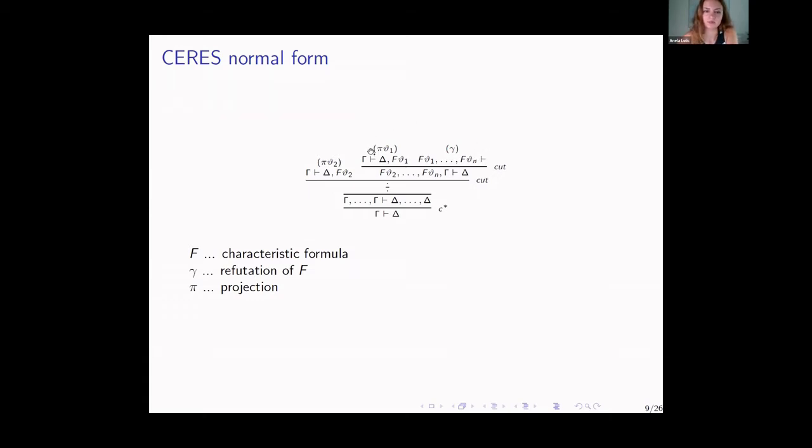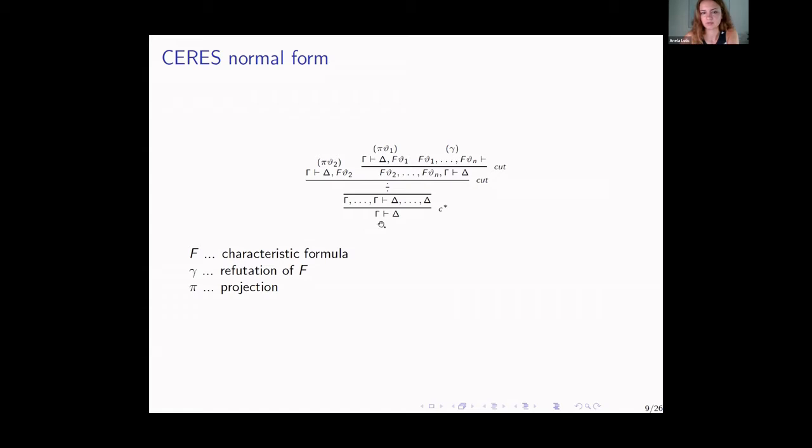And then we take here the proof projection P, which is a proof of Γ sequence Δ, F. And we substitute it n times with all these substitutions coming from the refutation of the characteristic formula. So we have here n such sub-proofs. And we always cut out the characteristic formula instantiated. So we cut out here F(θ1), then here F(θ2), and so on until we are left only with what was the end sequence of the original proof, Γ proves Δ.